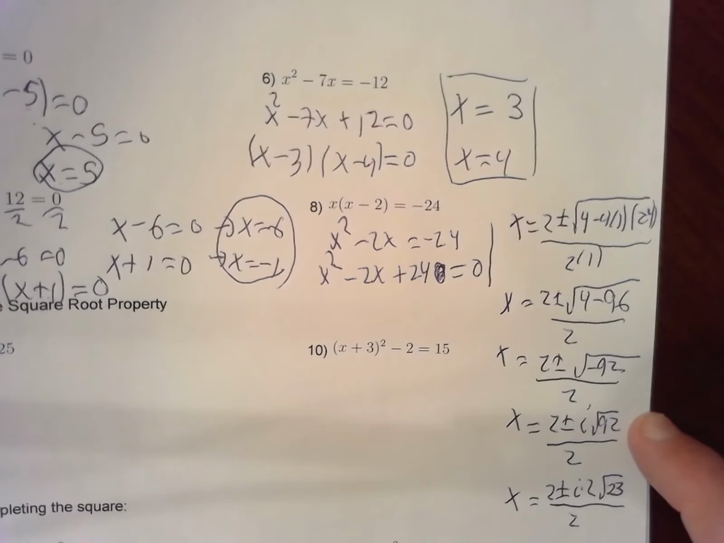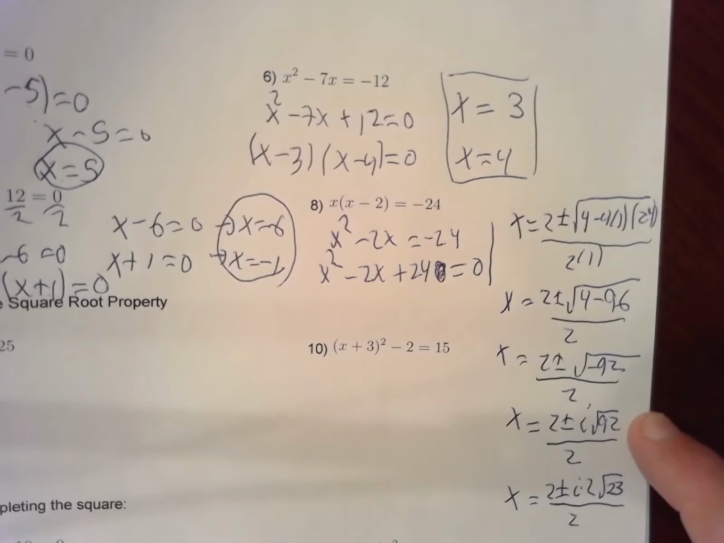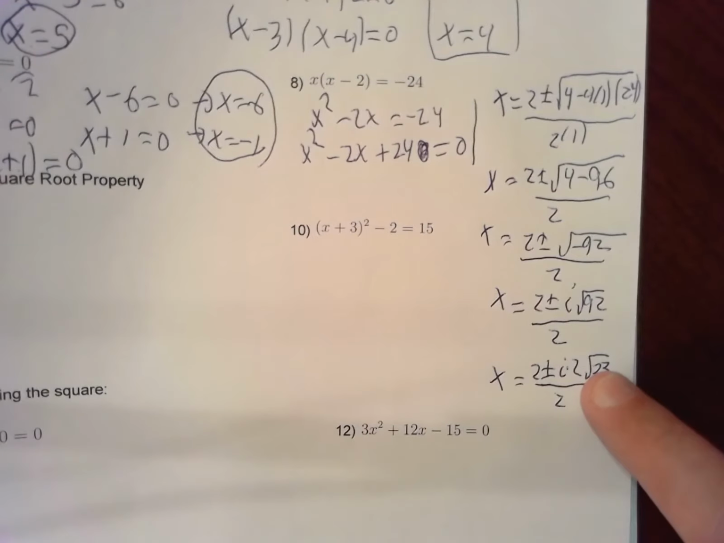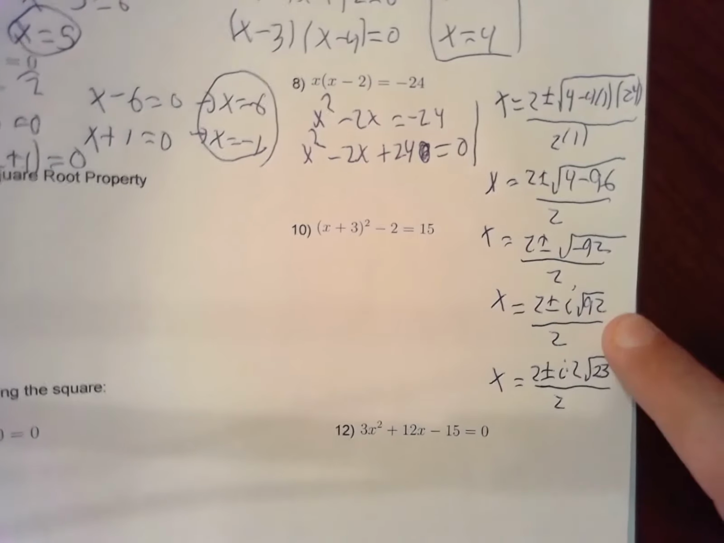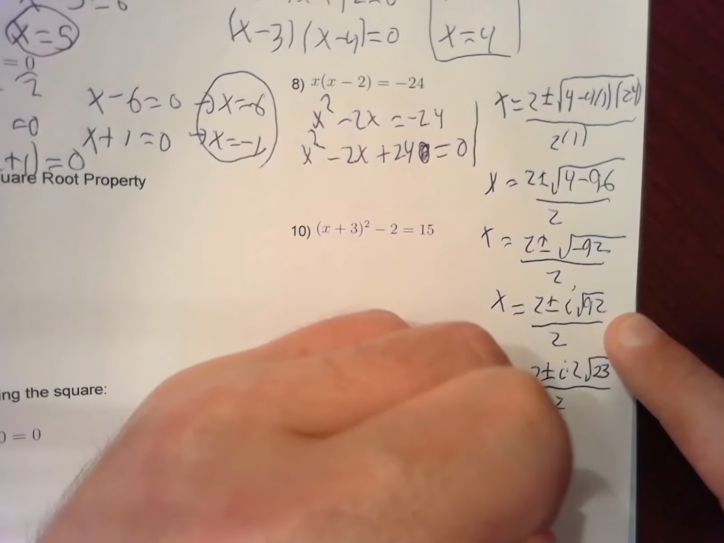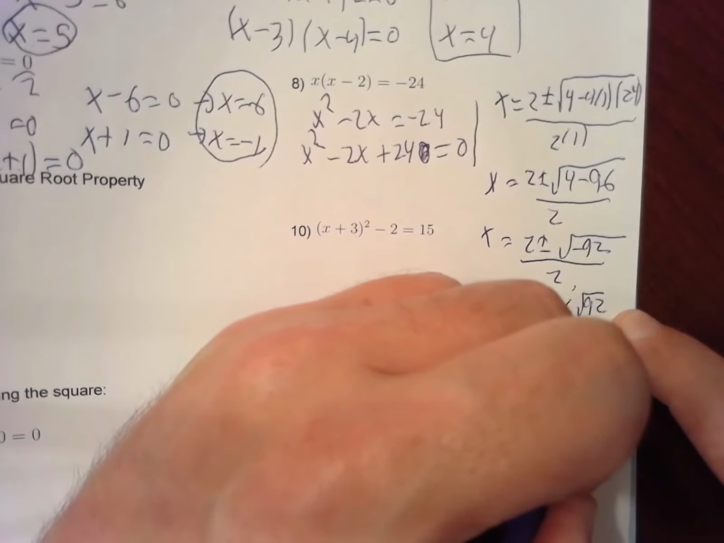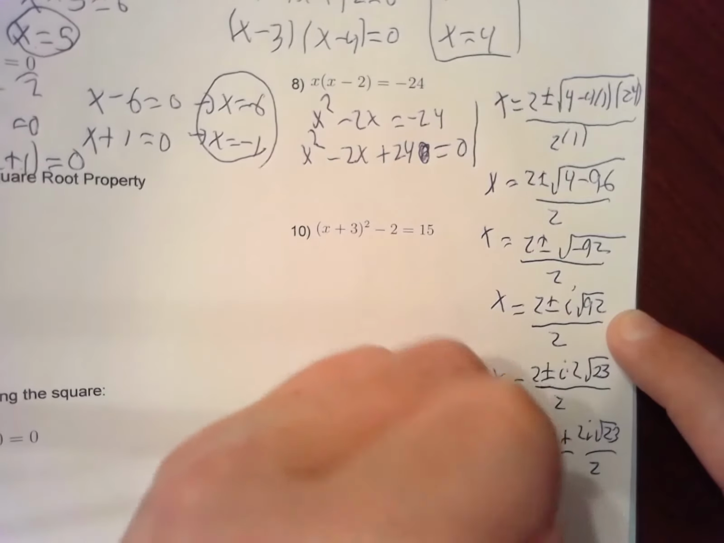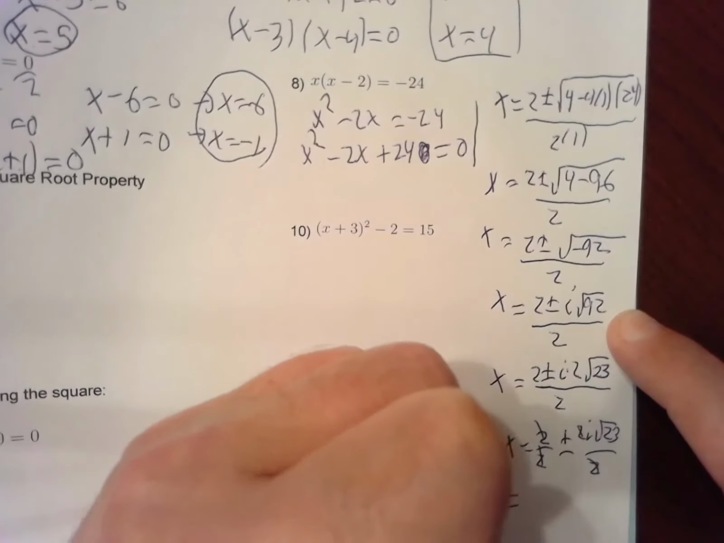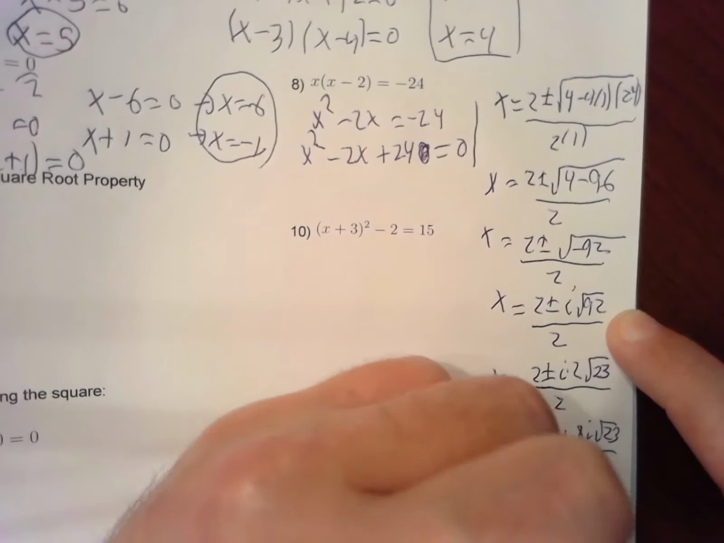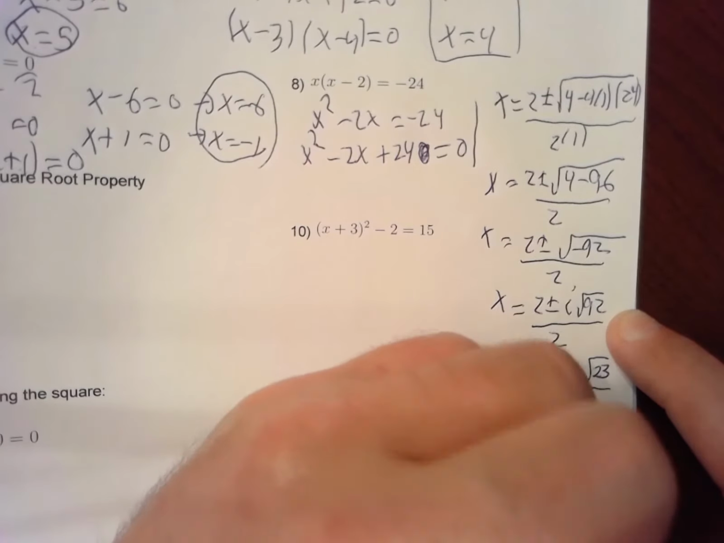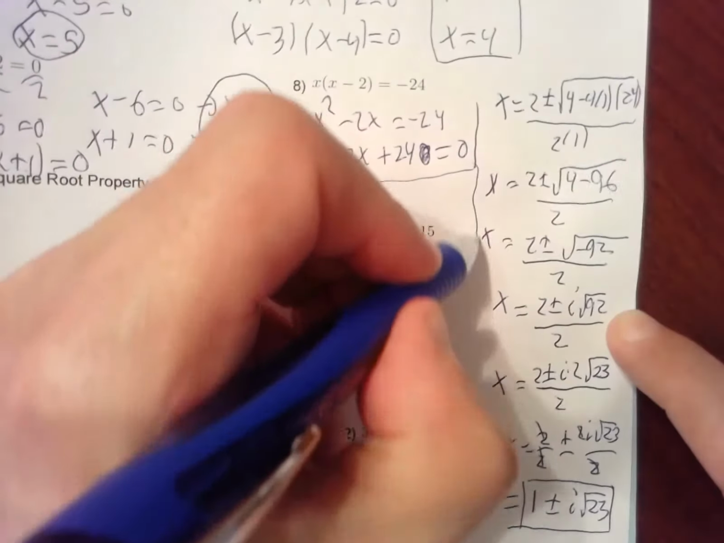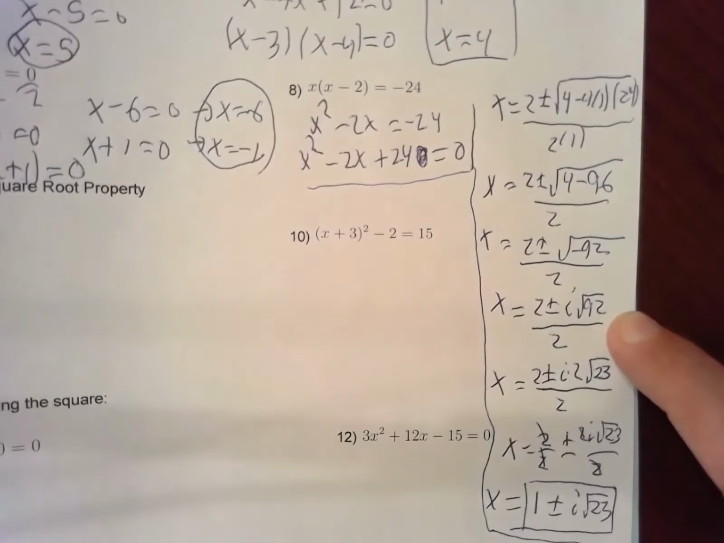Wow, this problem turned out to be much longer than I thought it was going to. I'm going to go halfway down the side of the page here. And then we're always allowed to split up fractions. I can't cancel the 2's here, but I can split this as 2 over 2 plus or minus 2i root 23 over 2. Cancel 2, cancel 2. And I get x is 1 plus or minus i root 23. Okay, yeah, that one turned out to be a little uglier than I expected.